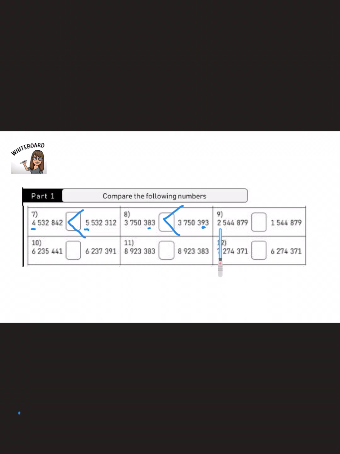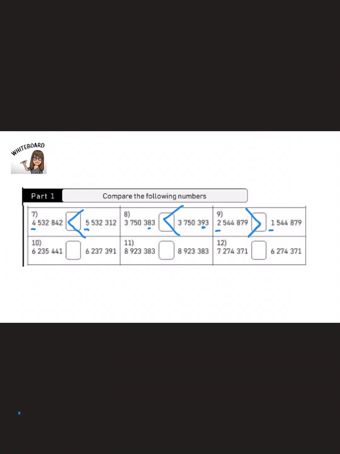And let's see how you did with number 9. All right, again, we're starting with our first place value position in the millions. 2 and 1. Boom, got it already. 2 and 1 are the two that we're going to compare. So let's take a look. What is larger, 2 or 1? 2 is larger. Oh, finally, we have our sign facing the other direction. How would we say this? We would say 2,544,879 is greater than 1,544,879. So you'll notice these two numbers are almost essentially the same, other than their first place value position, but that makes a big difference.